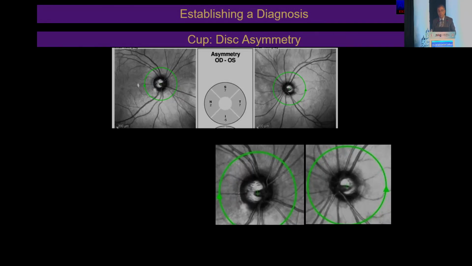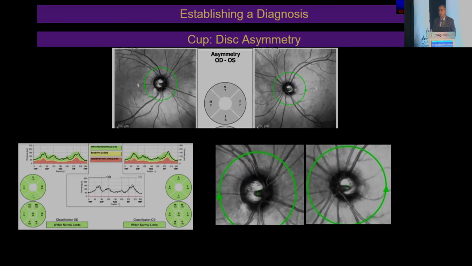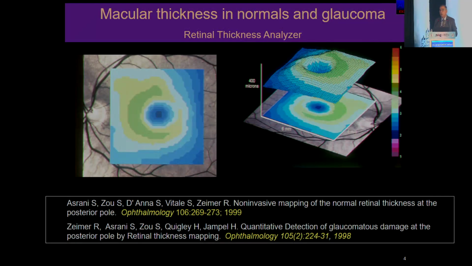how there is a difference in the size of the disc. That's why there is a difference in the size of the cup. Of course, the OCT will tell you that it is all normal. Once again, I want to remind you, look at the least colorful part of OCT to confirm that it is indeed symmetrical. Now, macular thickness in glaucoma and normals was not known until the late 90s.